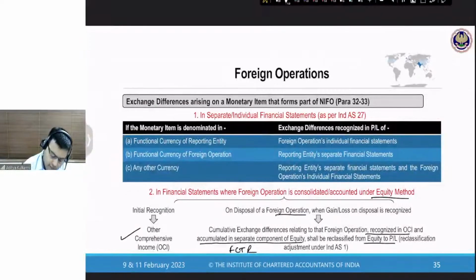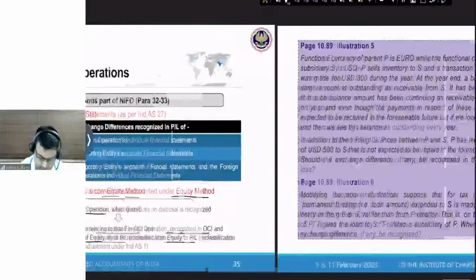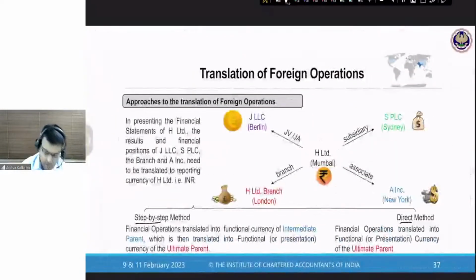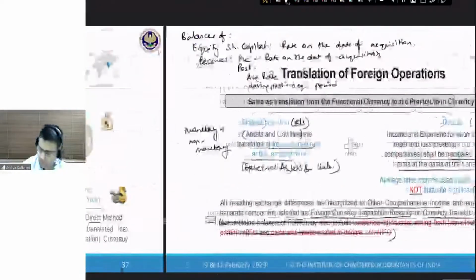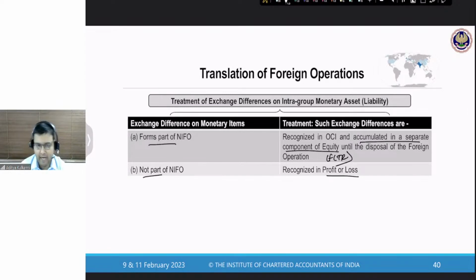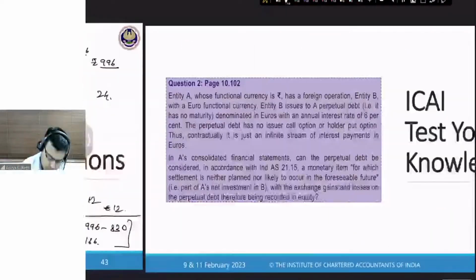Okay, so foreign operations is done, exchange difference is done. Go through these questions for homework. These are short theory questions. Try to do these questions for homework. We have done translation of foreign operations. Exchange differences forming part of NIFO, I told you, recognize in OCI, accumulate in a separate component of equity, which we call FCTR. Exchange difference on monetary items not forming part of NIFO, take it in the P&L. I have told this also. We have seen these questions already.